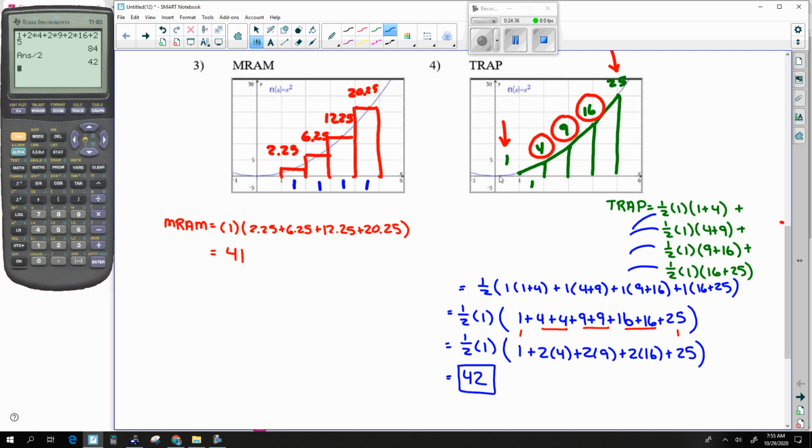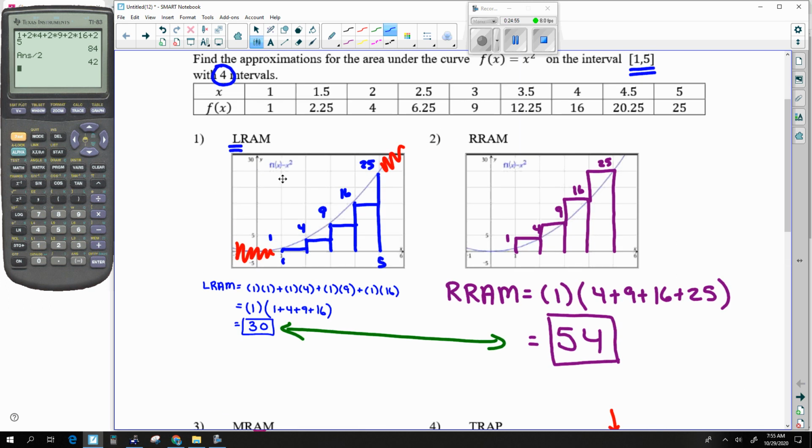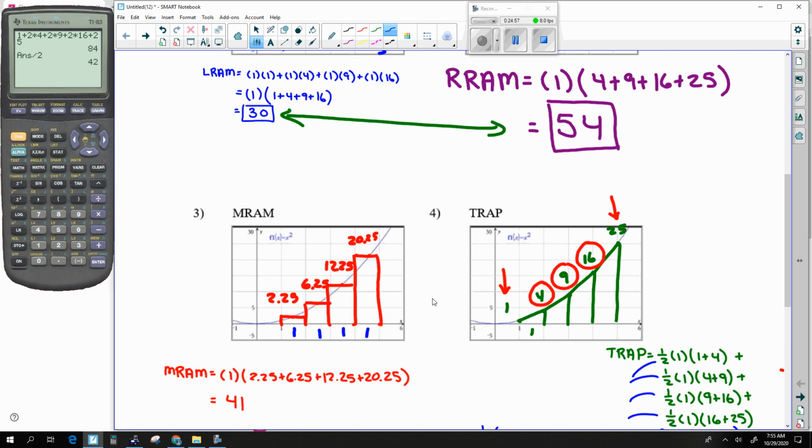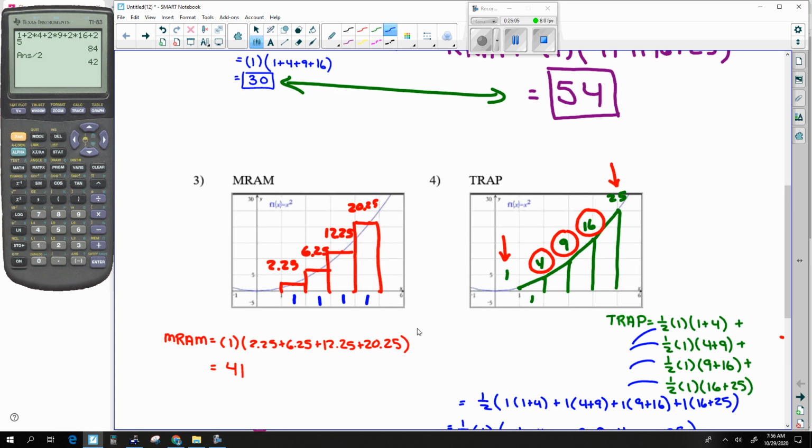Similar with the MRAM and the trap. Okay, one's an over and one's an under. So the actual area of this is somewhere between 41 and 42. These are usually the more exact approximations. These are usually more close than the rectangles. And again, one's going to be over and an under.